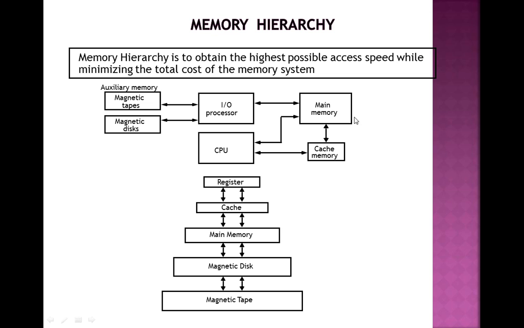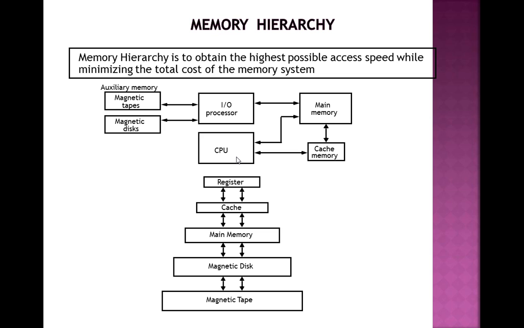Then this is your main memory, and this is your cache memory. This is your CPU that interacts with the main memory and also with the cache memory. But it cannot interact with the auxiliary memory, because main memory and cache memory are the internal memories. So the CPU at every time interacts with the main memory and the cache memory.